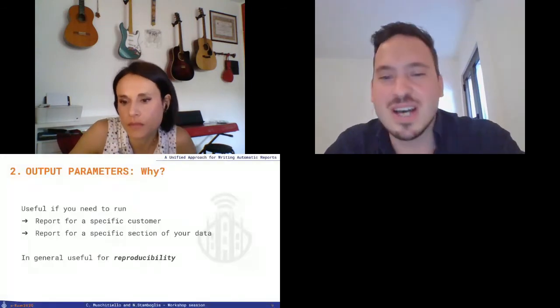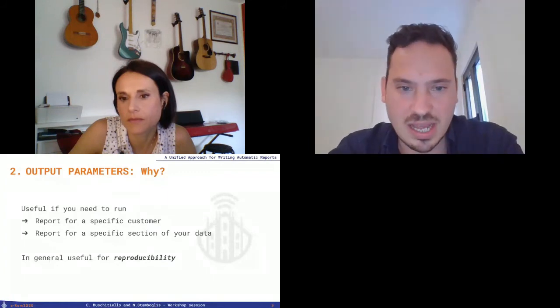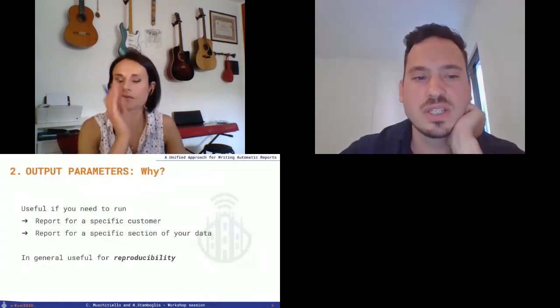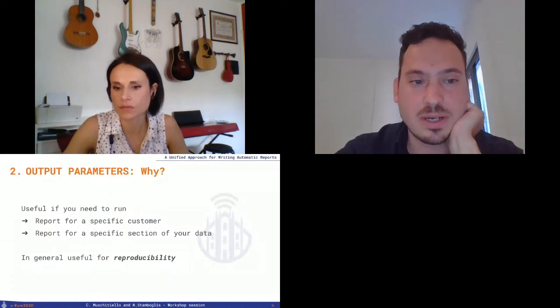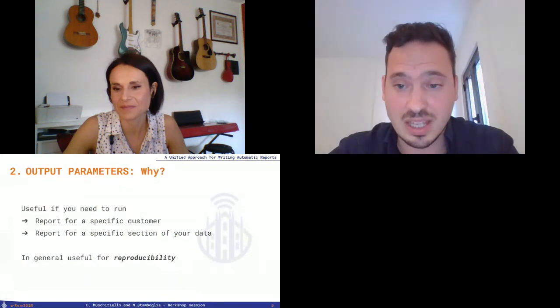So, for example, if you create an analysis that is run for a specific customer, you can make the customer ID a parameter, and that will make sure that the next time your boss asks you for a new report for another customer that you didn't think of, you just have to change the parameter and you're done. Also, you can use parameters to analyze specific sections of your data.